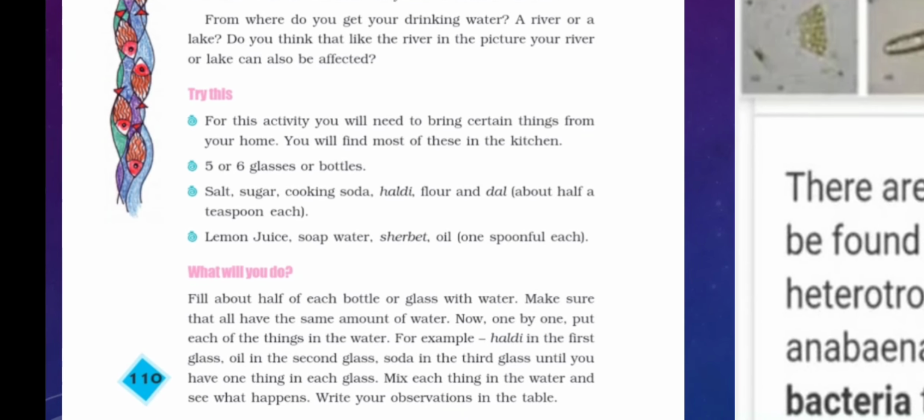Try this. For this activity we need to bring certain things from our homes. We will find most of these things in the kitchen: 5 or 6 glasses of water, salt, sugar, cooking soda, haldi, flour, dal, about half a teaspoon each, lemon juice, soap water, sarbat, and oil, 1 full spoon. So these are the things, several materials named over here, and all are available in our house, in our kitchen. We have to take a certain amount of those things and do one experiment.